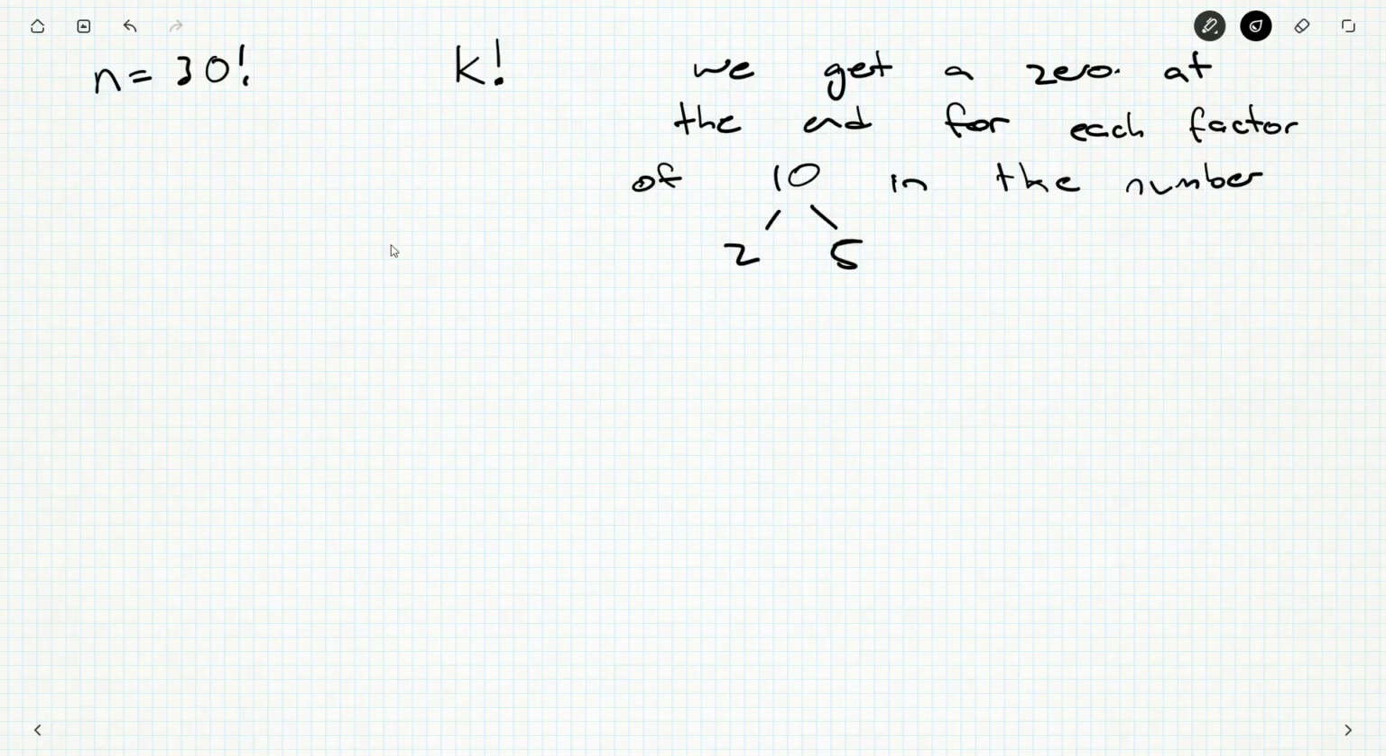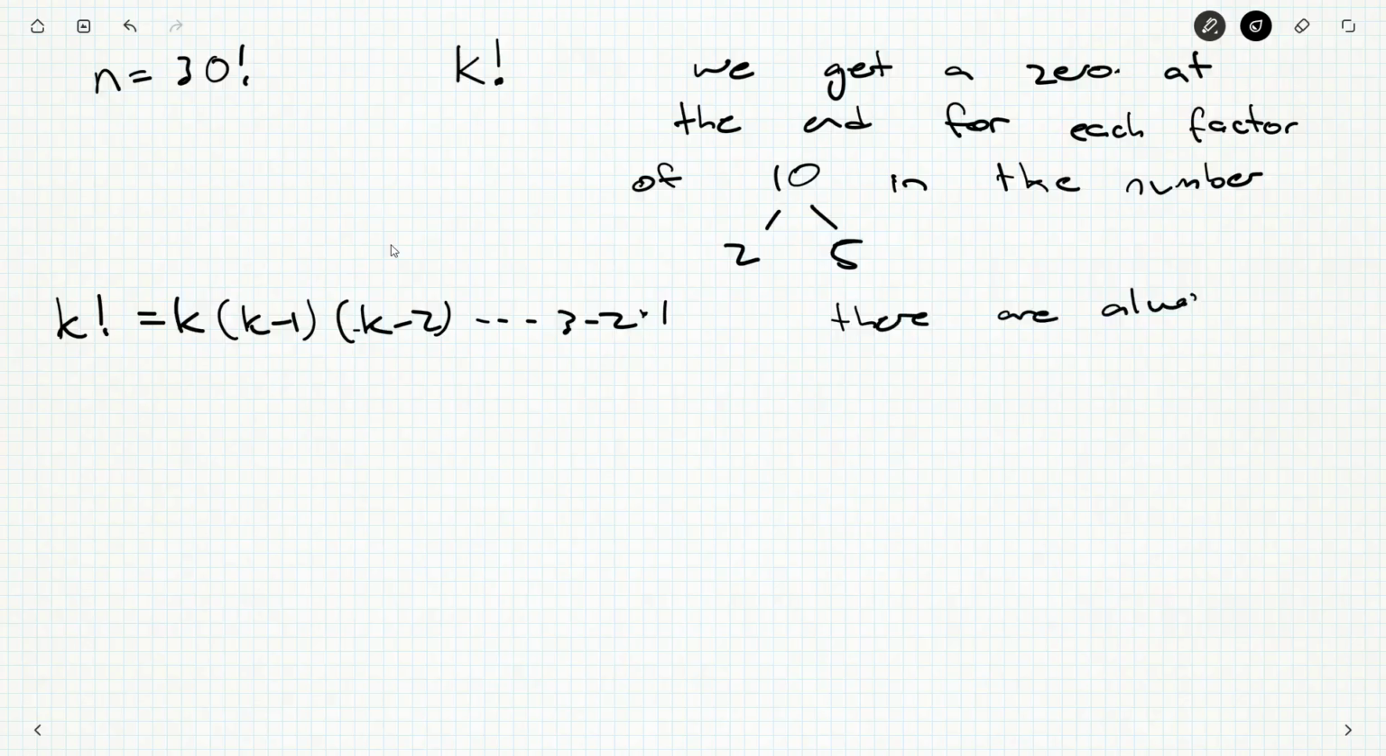Now, remember what factorial means, by the way. Just multiplying all the numbers up. So there are always more factors of 2 than factors of 5. This is sort of a general fact. You can look at it and say, yes, I can see why that's true. If you want to, write a couple sentences of explanation. But I think it's straightforward, and I'm going to leave it like that.